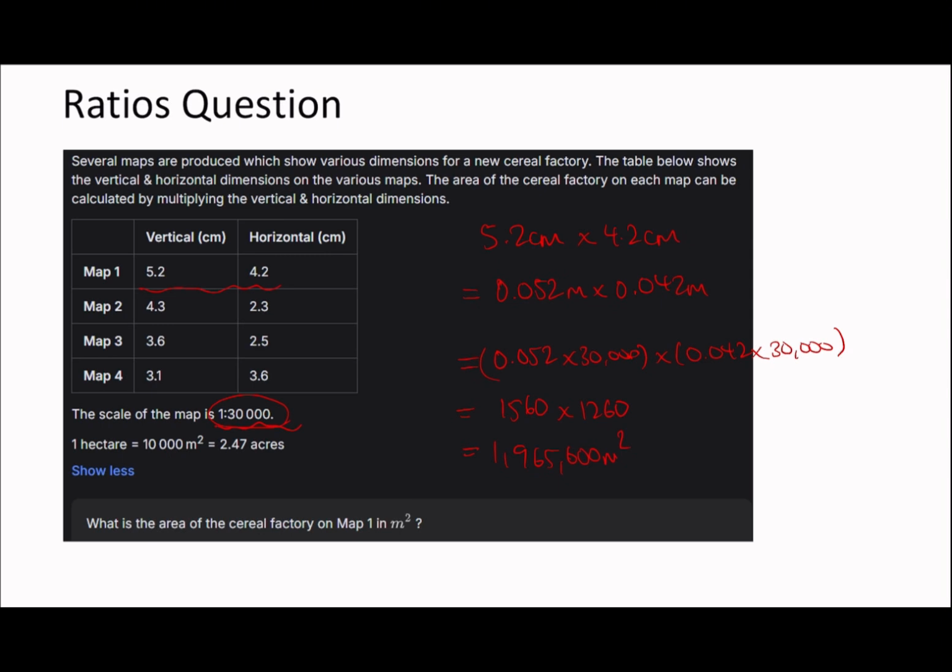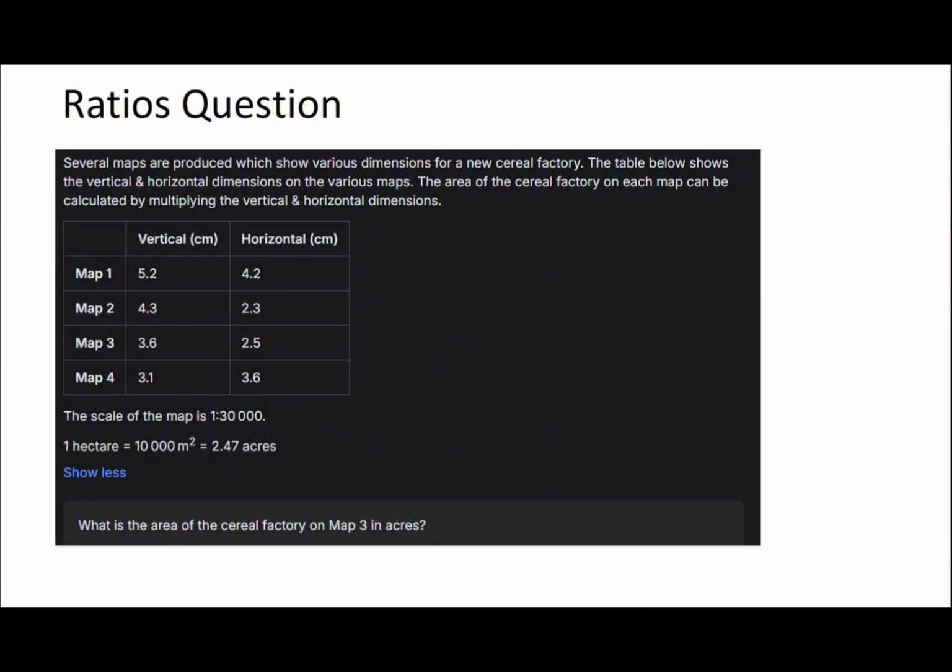Okay, so you can see, not too difficult. The other thing we could have done, a slightly faster way, is to multiply these two together and then do the times 30,000 right at the end. So you could have done 0.052 times 0.042 times 30,000 times 30,000, because it's the same calculation as the line below. Okay, so what's the area of the cereal factory on map 3 in acres? Exact same way that we do it. We want it in acres again.